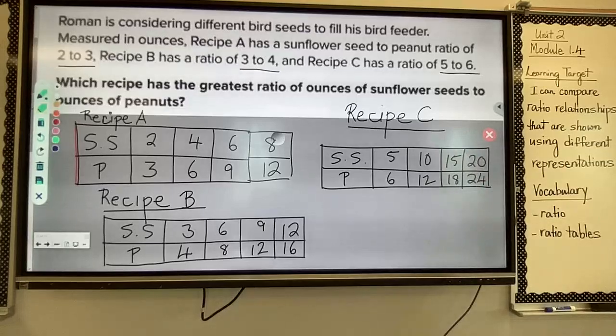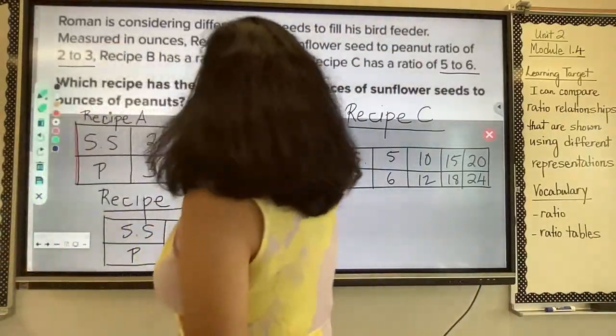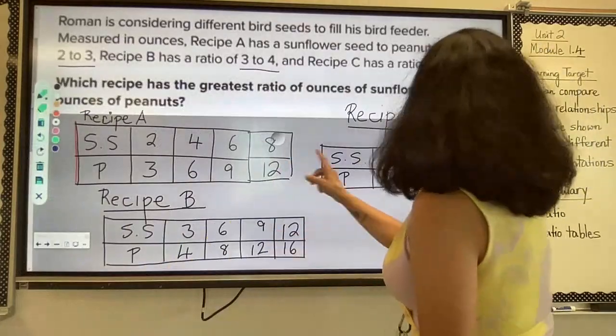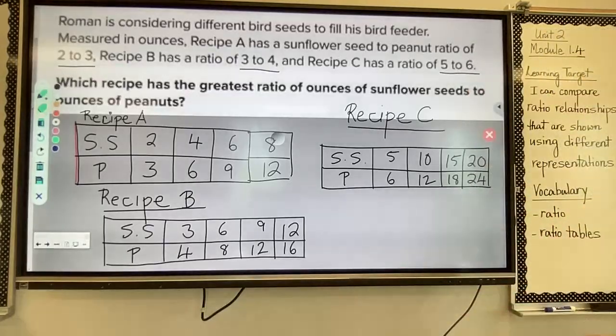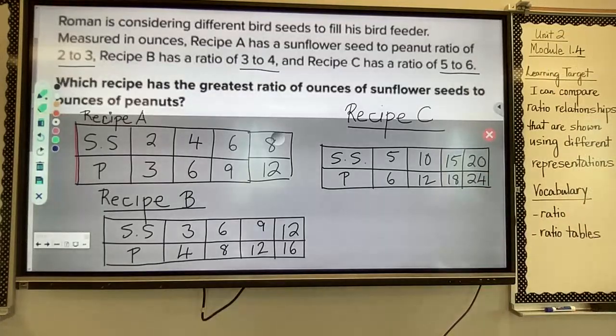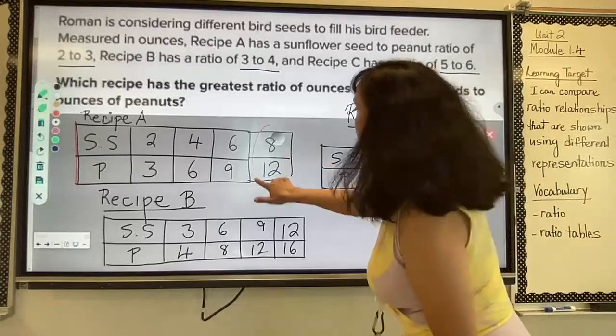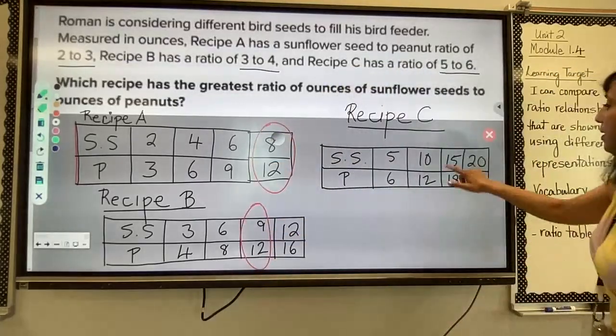Okay, so now once I have created it, we are looking at which one is common over here. So we're going to look at the denominators, or how many peanuts. So 3 is not in all, 6 is not in all, 9 is not in all, 8 is not in all. So which one is the common one? Is it this one with the 12 and 12.